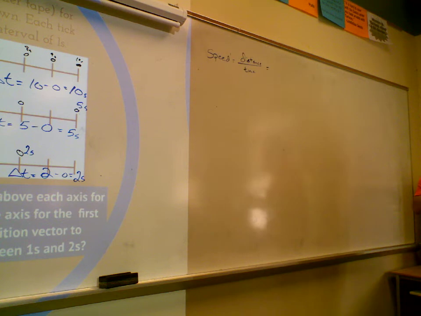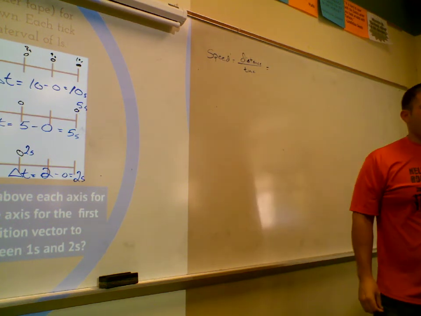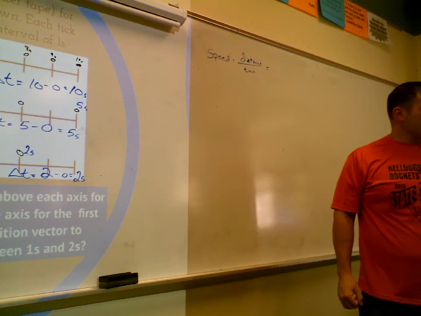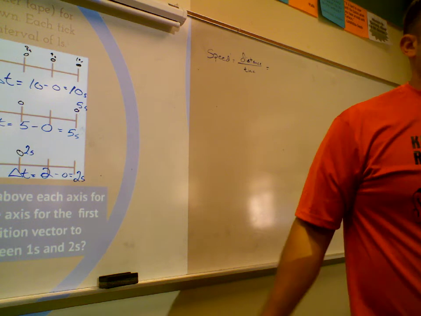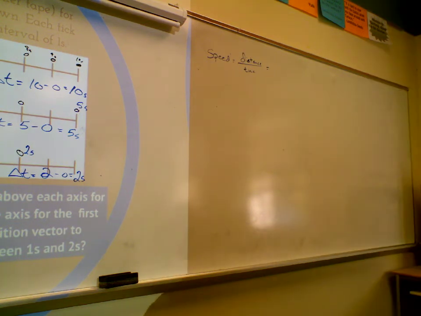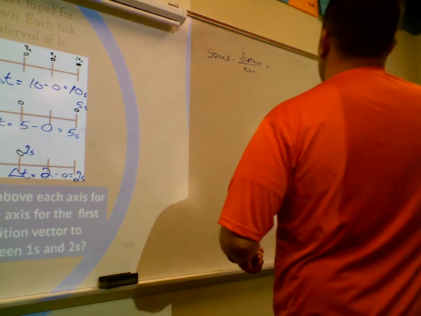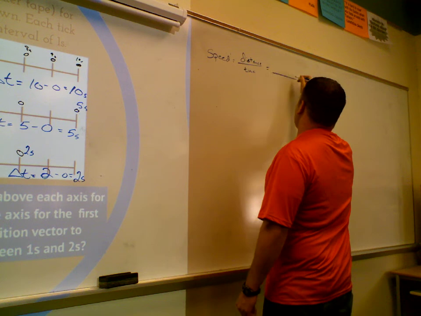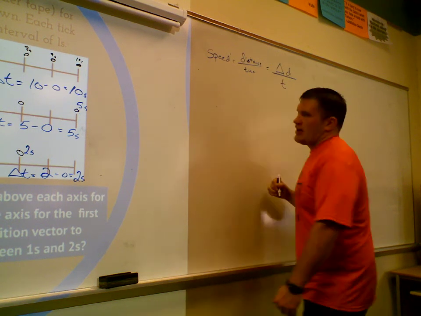Then we also talked about vectors. Now vectors have magnitudes and directions, right? A displacement is a vector. The direction is which way we moved. What's the magnitude? The length. What's the length? The distance, right? So speed is equal to the magnitude of our displacements divided by time.